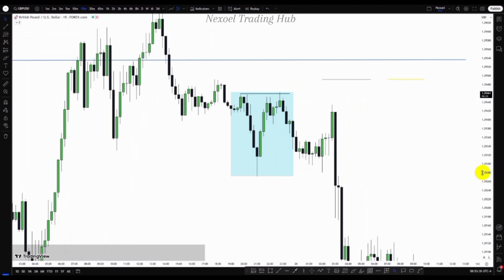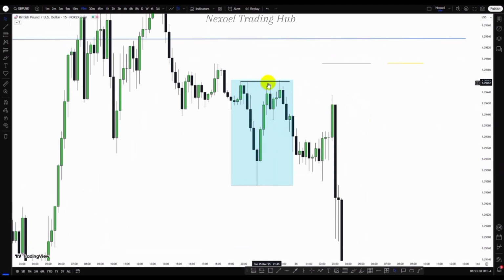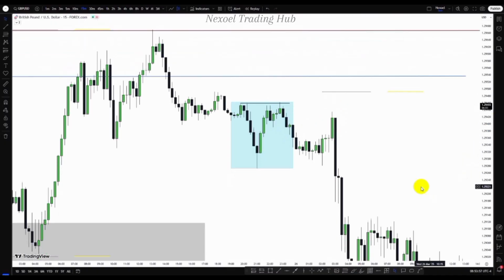So clearly now, what you can see is after price took that out, price fell. So we have a market structure shift here, because we have this pullback, price pushed to the upside, took out this high, and price fell, market structure shift. We're waiting for a return to the upside. And what we can see is that price returned to mitigate the bearish order block. That was the entry. And then price fell to the downside.